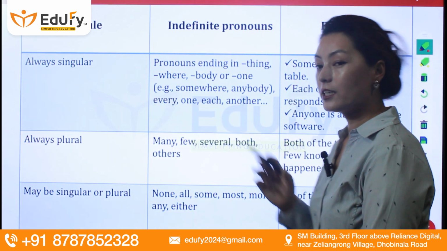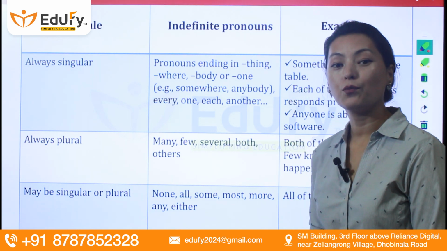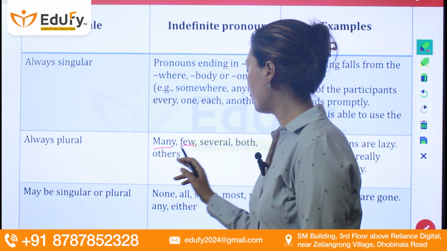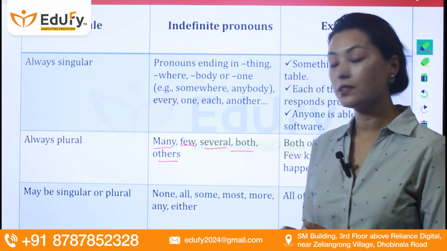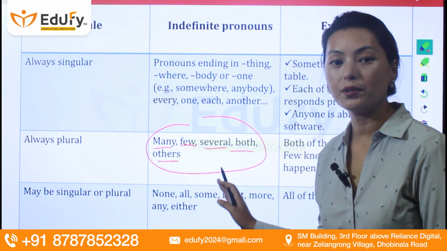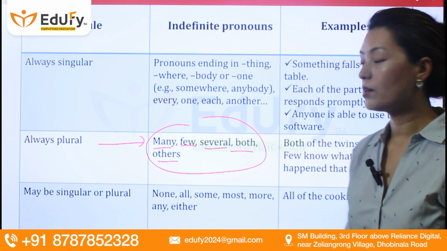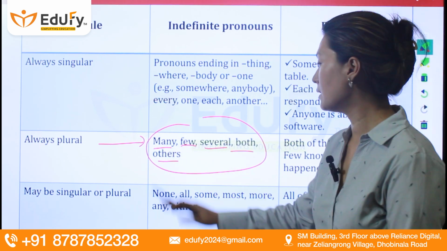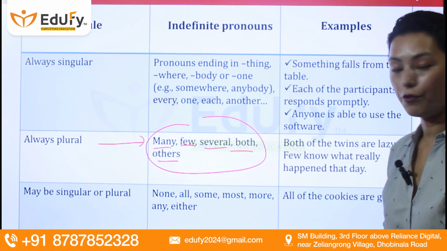Let's look at the next point. Which are the indefinite pronouns that we can consider as plural? Words like many, few, several, both, and others. If you have this information, then it'll be easy for you to write any statement in the correct form. Whenever you have indefinite pronouns such as many, few, several, both, or others, then you can write them in the plural form.